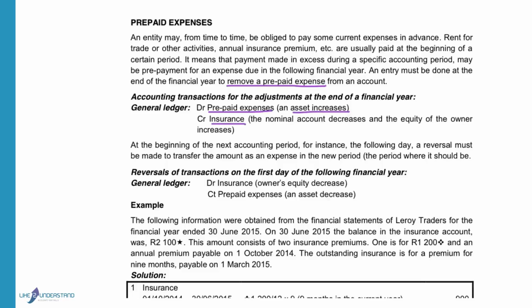At the beginning of the next financial year, you will do a reverse entry, and you will swap over the entry that you did at the end of the year by debiting insurance, showing that some of the expense for that second year is already paid, and to close off the prepaid expense account, because it is just a temporary asset account that we created so that we could complete our financial statements.